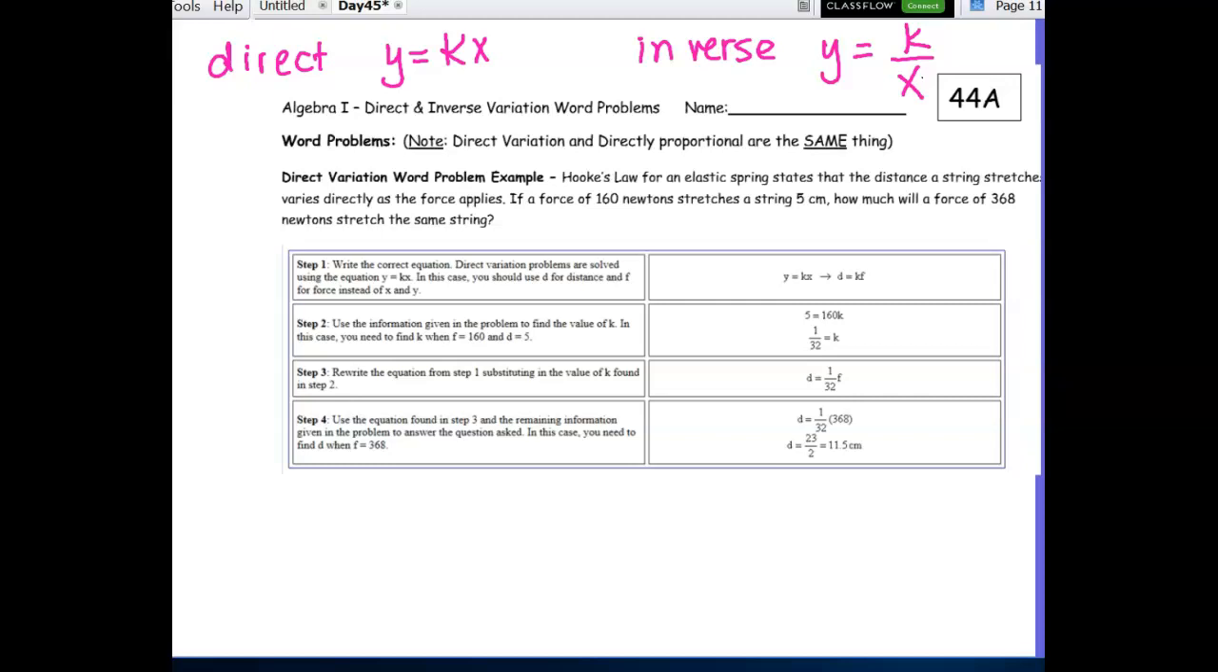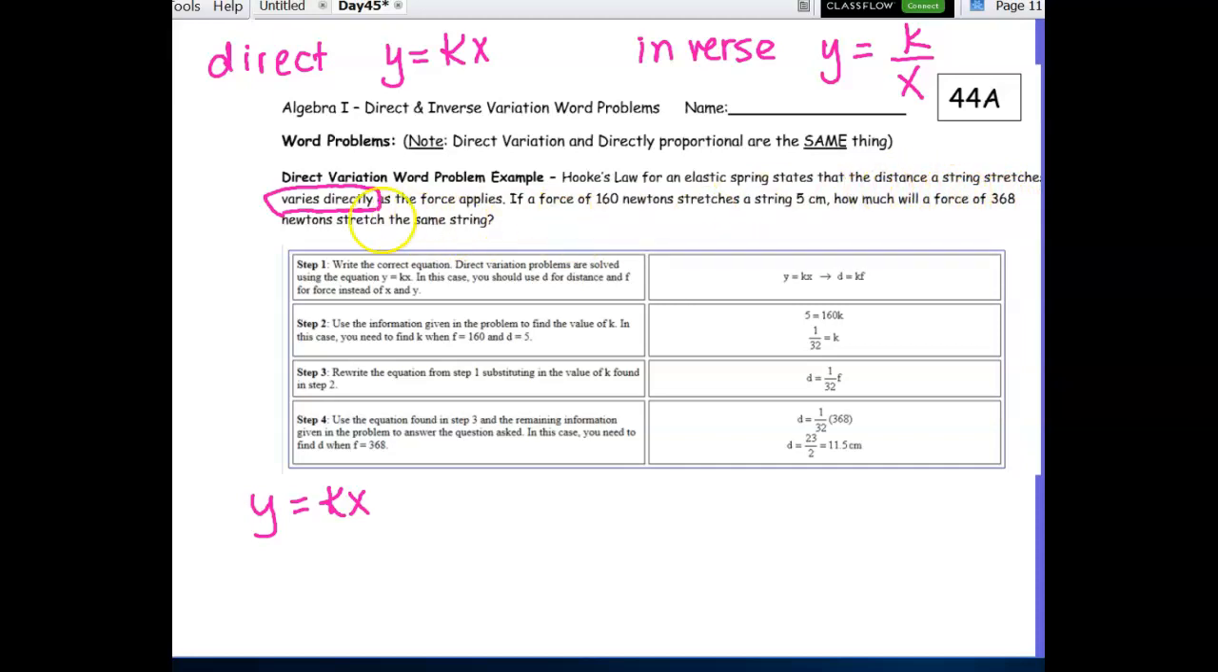The first one says Hooke's law for an elastic spring states that the distance the spring stretches varies directly as the force applied. If a force of 160 newtons stretches a spring 5 centimeters, how much will a force of 368 newtons stretch the same spring? At first glance it seems a little confusing, but let's look for some key words. We see that it varies directly, and as soon as we see that, we think y equals k times x. The distance the spring stretches varies directly with the force.